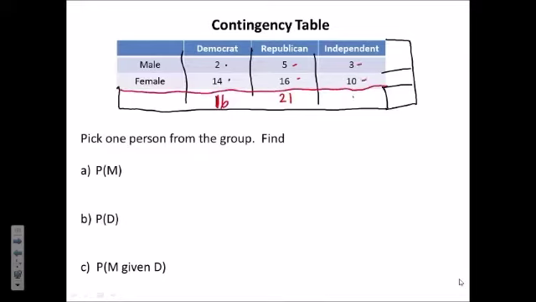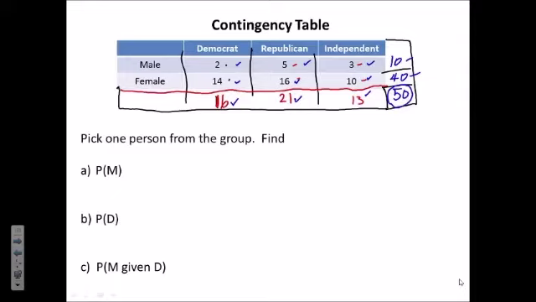We add the independents, we have 13 independents. And if we add the males, we have 2, 5, and 3. That's 10 males. 14, 16, and 10 would be 40 females. If we add the totals in the last column, we get 50 people. Or if we add across in the bottom row, we also get 50 as the grand total for the number of people represented by this contingency table.